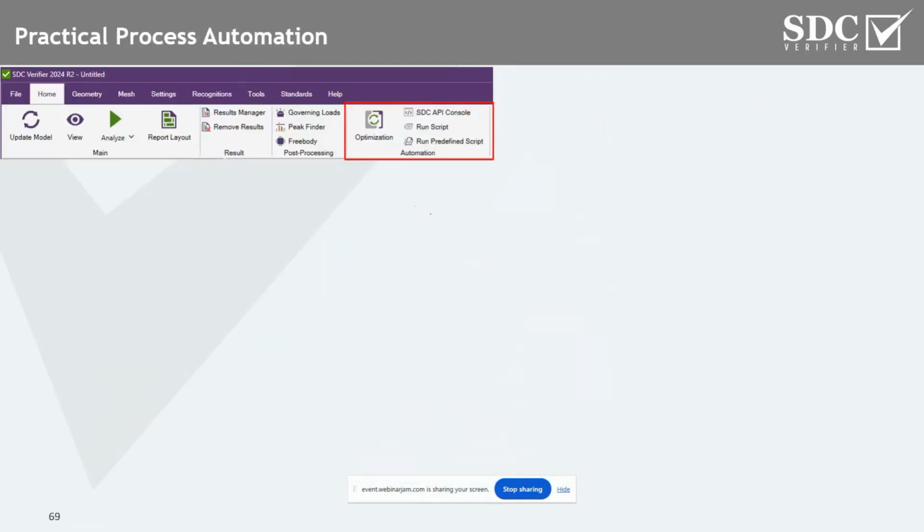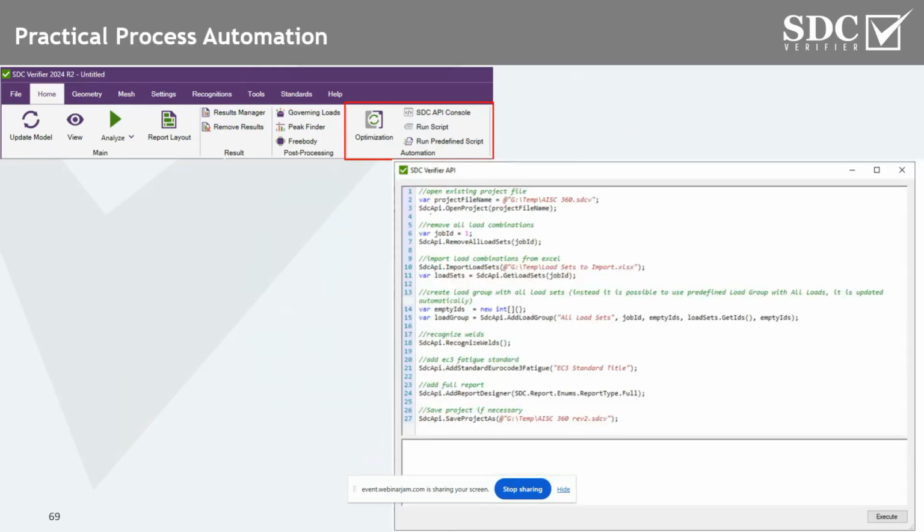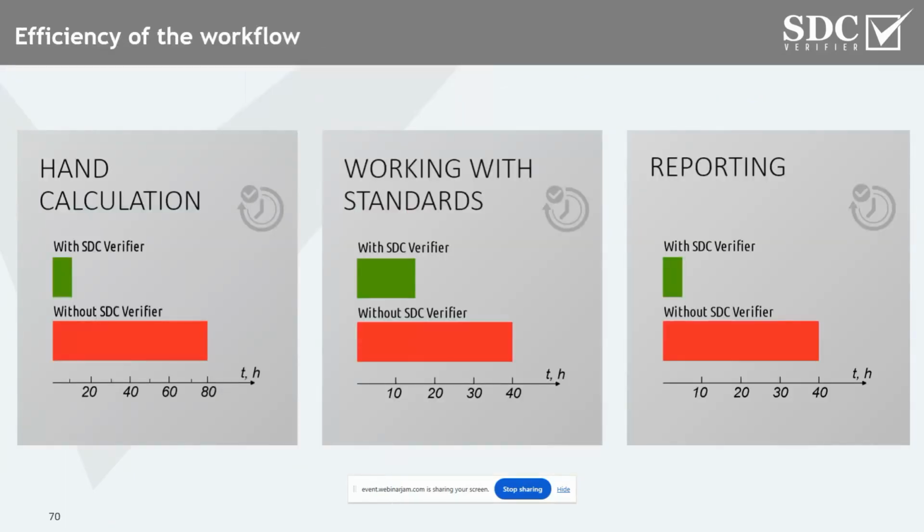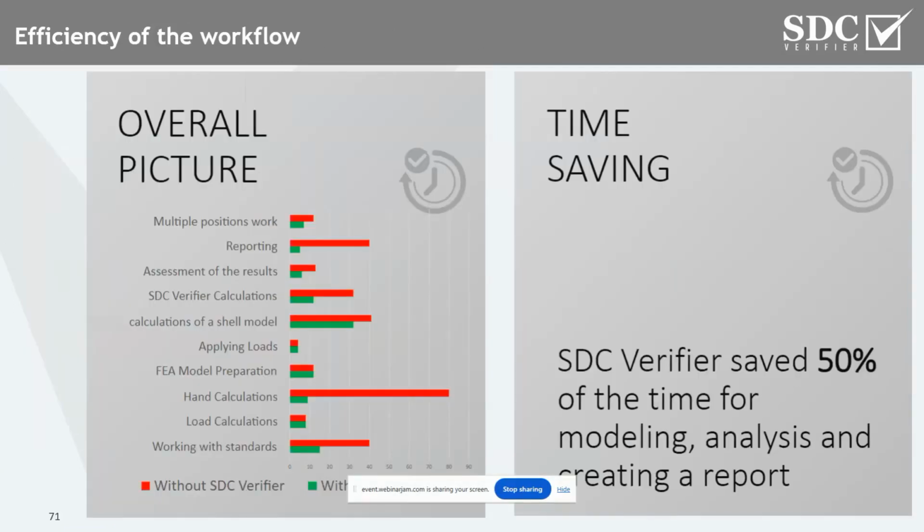Moreover, if you have typical projects, for example, 50 beams with the same logic but different shapes or cross sections or cranes or whatever you have, you can run the API console and come up with a script. For example, I want to open an existing project, a template, remove all load cases, import other ones, create a load group to get results in one picture, recognize welds, check them for fatigue, generate a report, save the project, close. That's it. We see, and also from feedback from our clients, that this saves you an enormous amount of time and increases the efficiency of the workflow, leading to over 50% time savings.